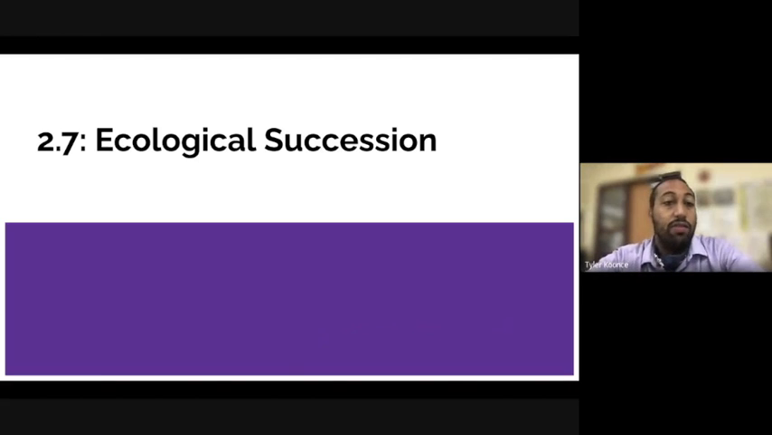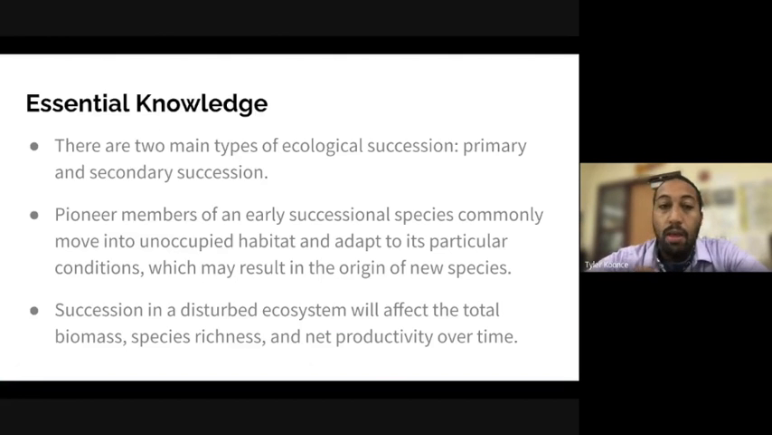This section of notes will be on ecological succession. So our essential knowledge are the things that we'll be looking at today. There are two main types of ecological succession, primary and secondary succession. Pioneer members of an early succession species commonly move into unoccupied habitats and adapt to its particular conditions, which may result in the origin of a new species.